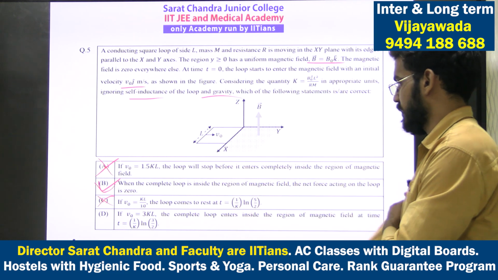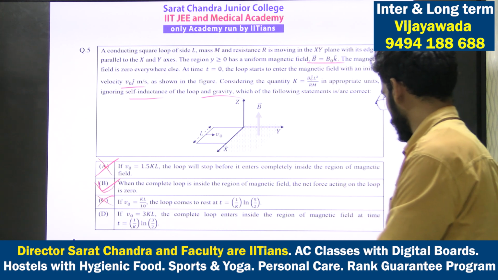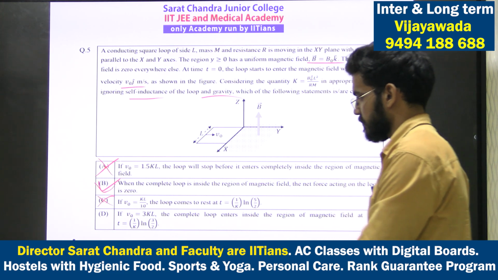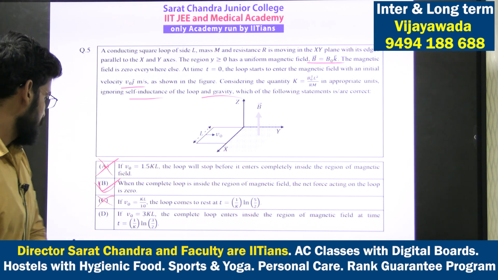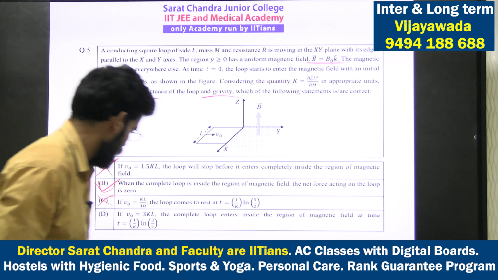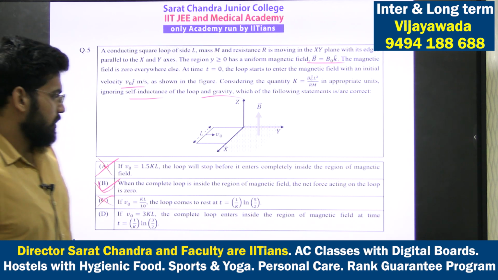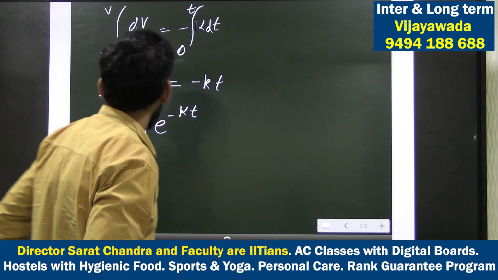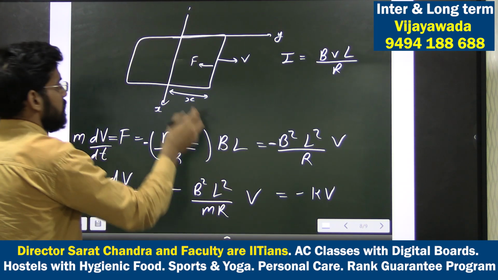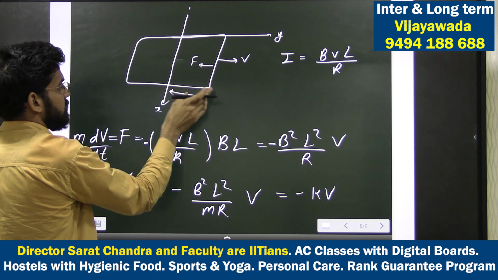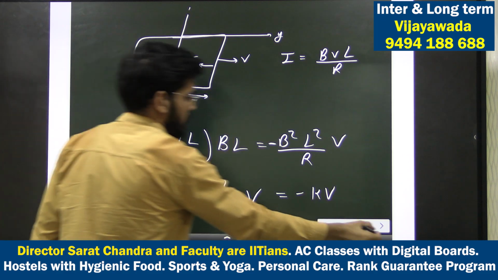Now he's saying if v naught is equal to 3 kL, the complete loop enters inside the region of magnetic field at this particular time. Okay, velocity is given. So you calculated the velocity. As we see in the diagram, when this completely enters, this x becomes L, right? So let's write down how much it is entering.